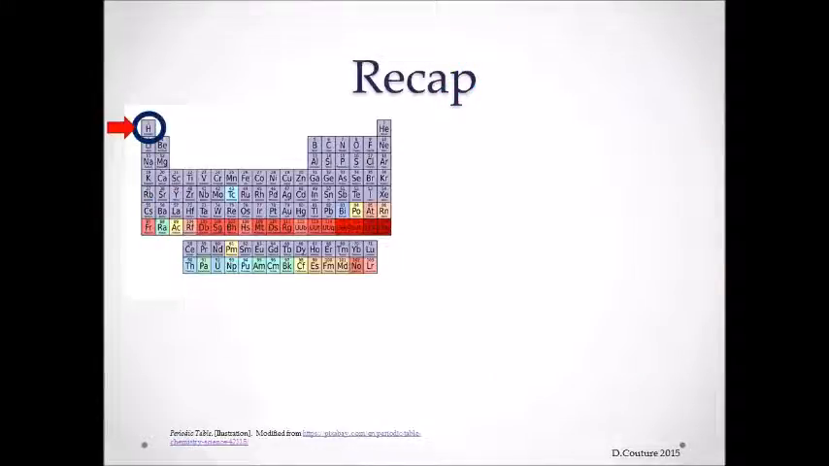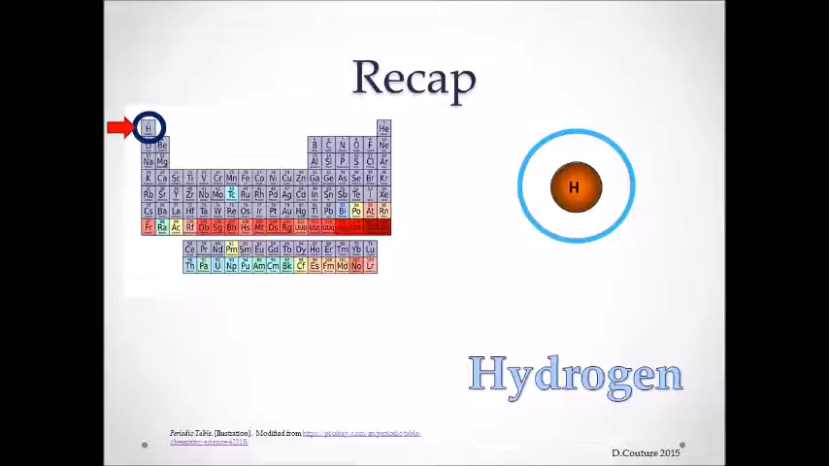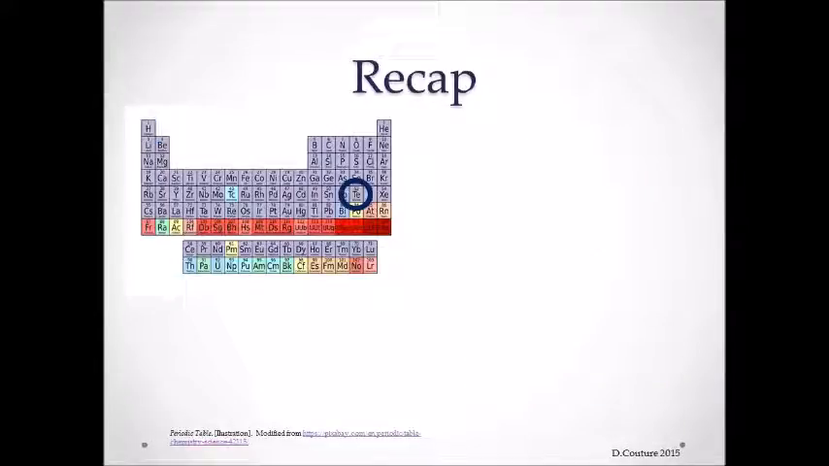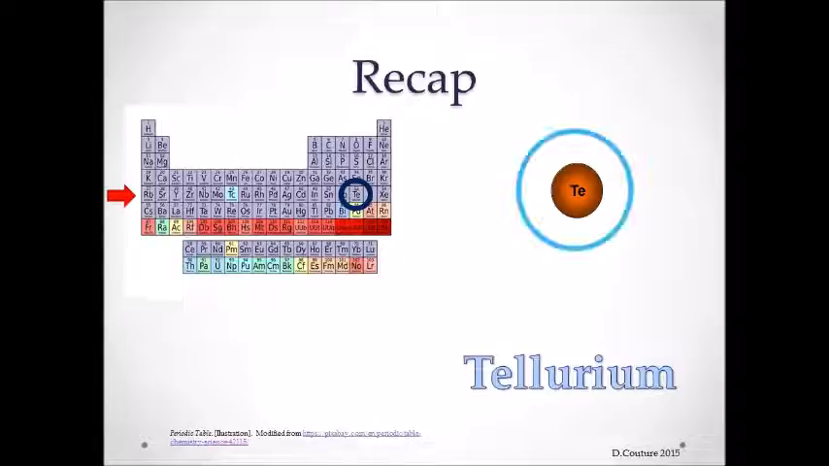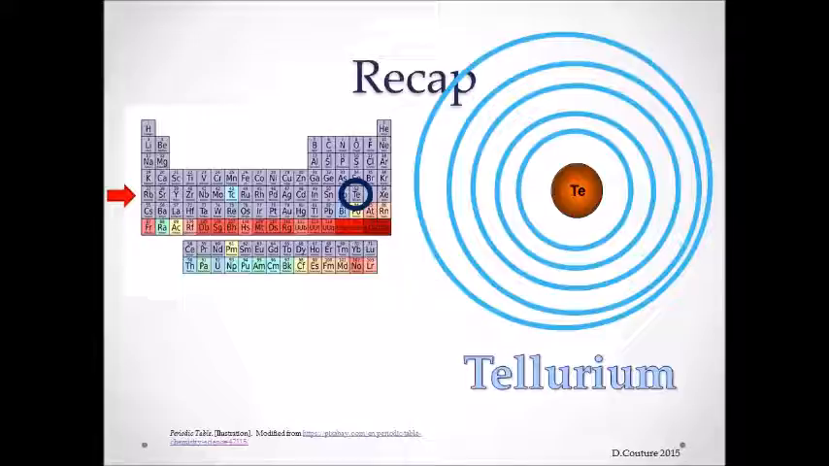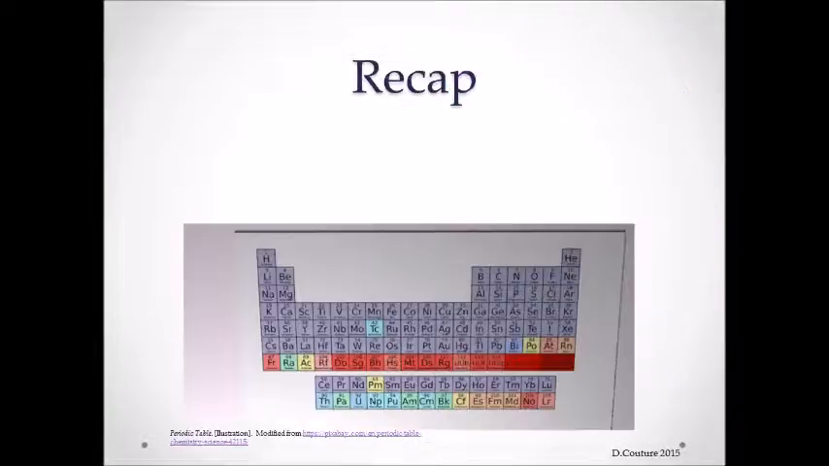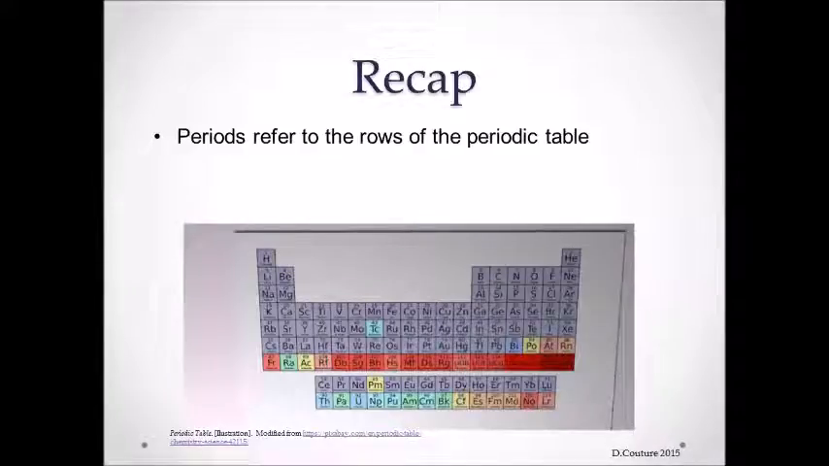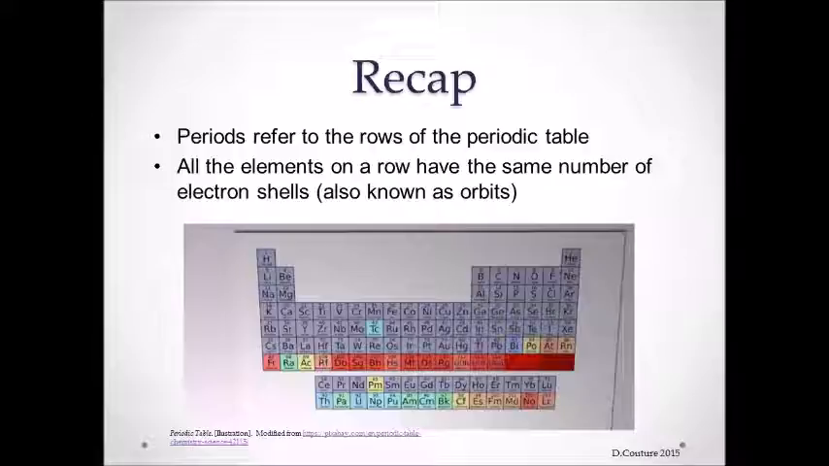Hydrogen, 1st row, so in other words, 1 electron shell. And tellurium here, located in the 5th row, should have 1, 2, 3, 4, 5 electron shells or orbits on which to place its electrons. So to recap, periods refer to the rows of the periodic table, and all the elements on a row are basically in the same period, and that says how many orbits you have.